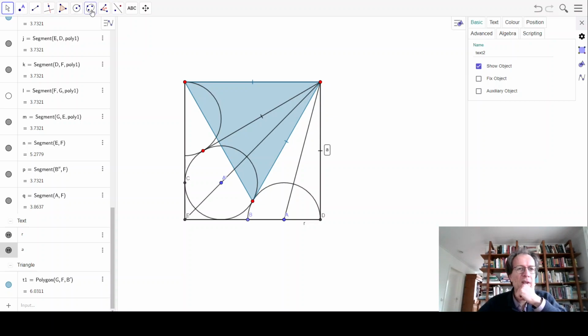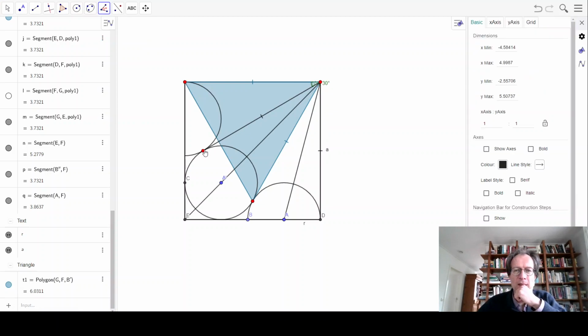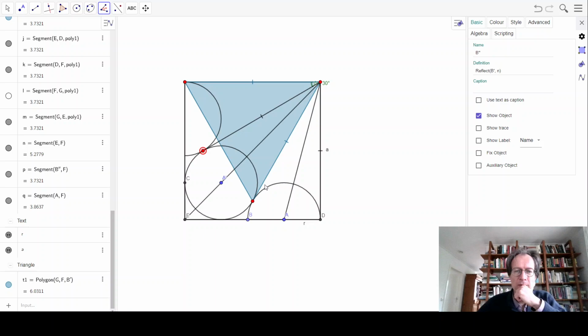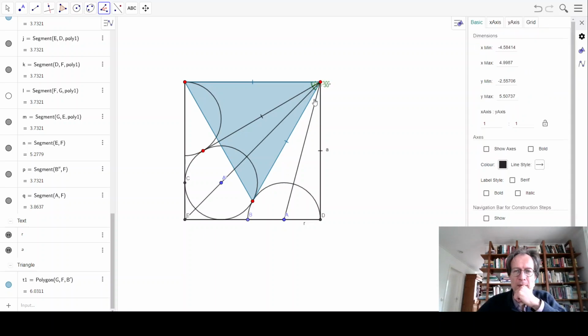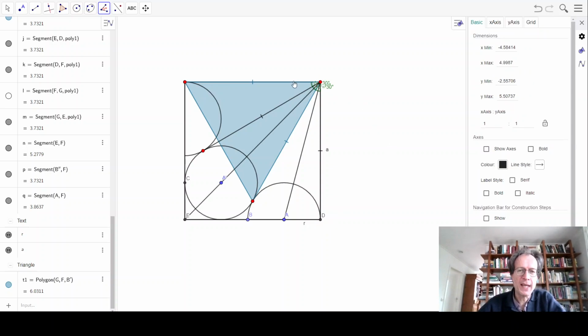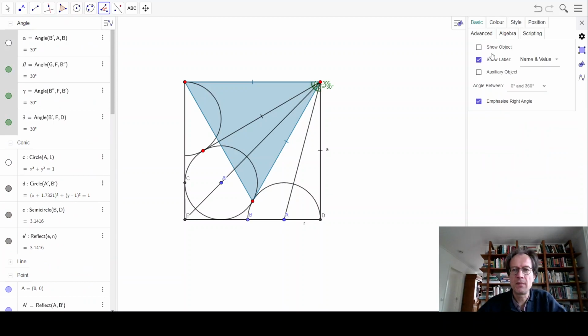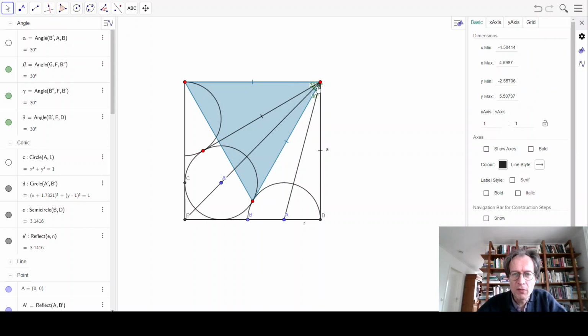Well, let's draw those angles. This angle is the same as this angle, is the same as this angle. And because there are three equal angles, they add up to 90 degrees, so therefore they must all be 30 degrees. And indeed it shows that. Let's make only the value visible. Well, it's not very nice, but it shows every time it's 30 degrees. So we have three 30-degree angles over there.